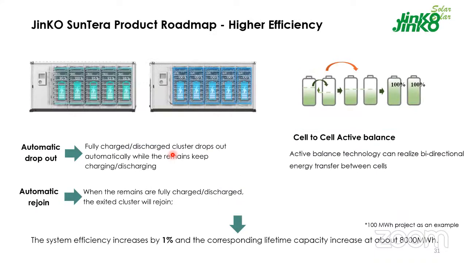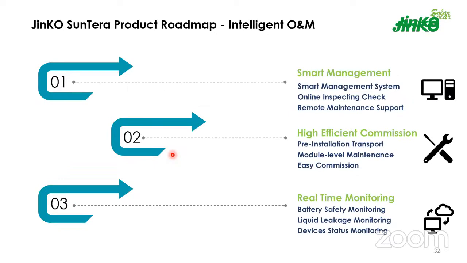And more importantly, it's more efficient because automatic dropout or automatic rejoin is completely happening because of active balancing from cell to cell, so that there won't be any kind of mismatch from master to slave configuration. And this predominantly will increase the system efficiency by 1% more. So altogether, it's a kind of smart management. It can easily be commissioned in a highly efficient manner, and real-time monitoring is completely happening through cloud.